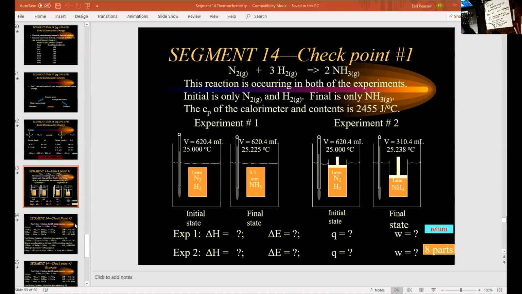It shows you how you can look at the pictures and tell what the sign of the heat flow would be. You can look at the pictures and see what the sign of the work should be. And you can look at the pictures and tell whether the work should be 0 or not. And if volume didn't change, work's 0. And that's what we saw in experiment 1. Okay? So this is a really, really good checkpoint problem.